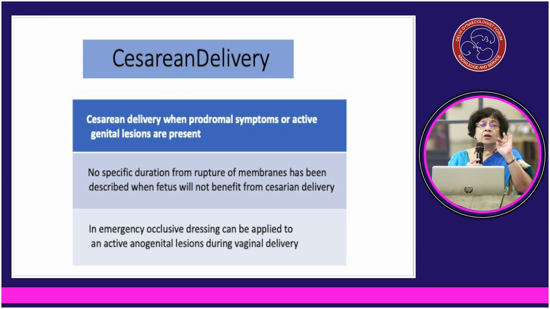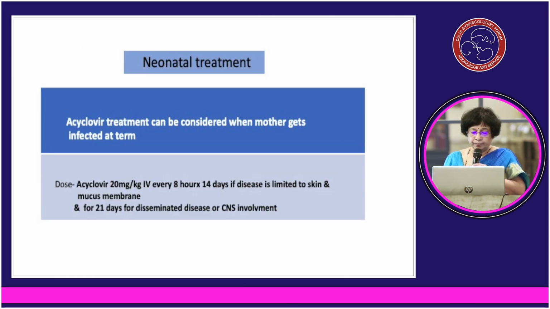We cannot say now she has come to us after 8 hours of ruptured membranes, there is no benefit of cesarean, already exposed. But still we can save the fetus by doing a cesarean delivery. In an emergency, if the patient has come fully dilated and she's about to deliver, occlusive dressings can be applied to active anogenital lesions to decrease the exposure.